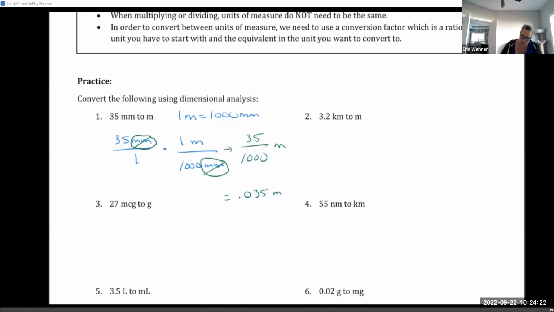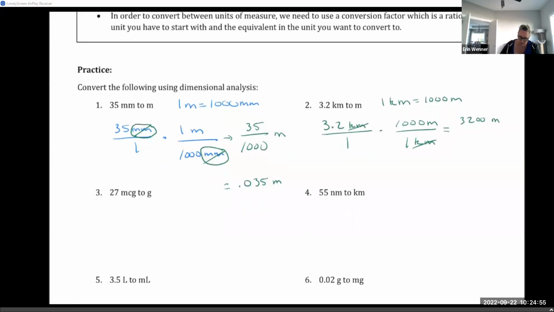So number 2, it says 3.2 kilometers to meters. So we know that 1 kilometer equals 1,000 meters. So setting this up, 3.2 kilometers times 1,000 meters over 1 kilometer. Again, kilometers cancel. Multiplying together, 3.2 times 1,000 becomes 3,200 meters.